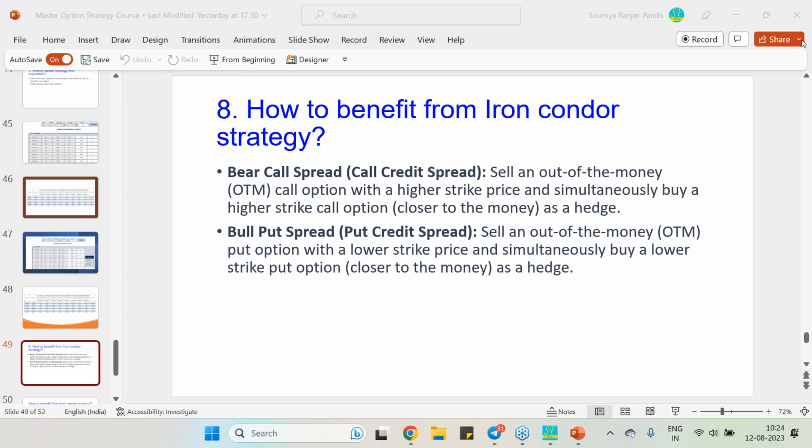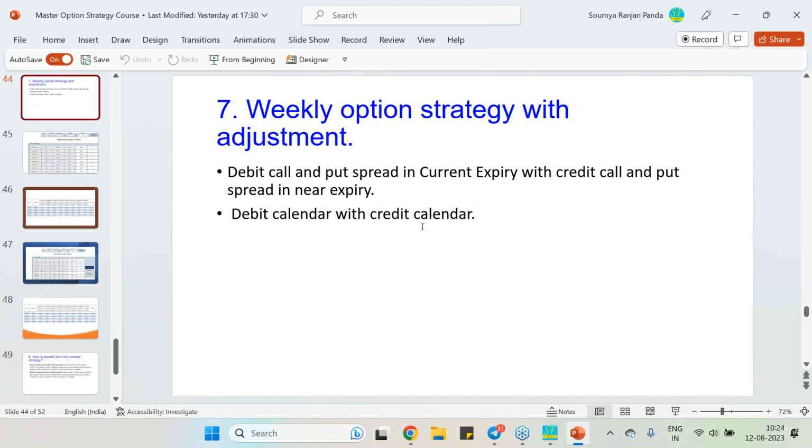Now at 12% weeks it is giving little profit, but when it is 15% weeks, 20% weeks, this bull bear spread will give you 4% profit every week. This debit call spread, put spread in current expiry, credit, this particular strategy will give you 3 to 4% profit per week, on a week-on-week basis. The debit calendar combination, till 20% weeks, you can get 1 to 1.5%, 2% per week out of that.